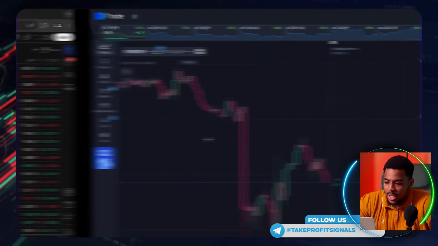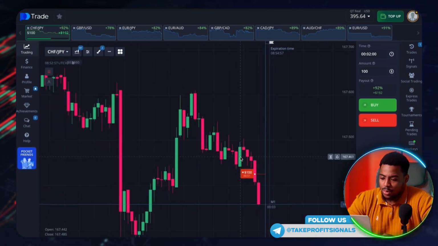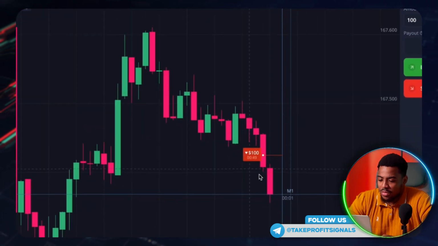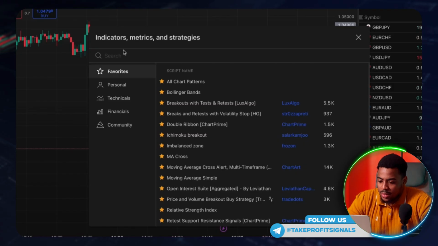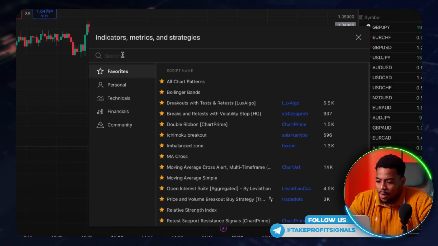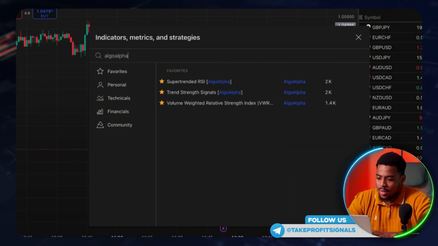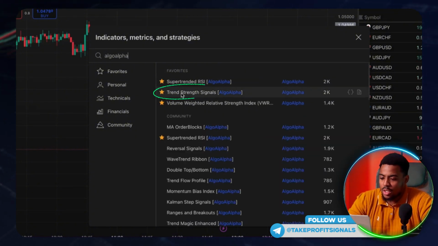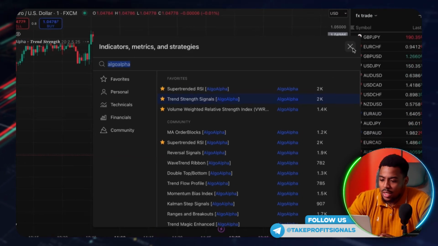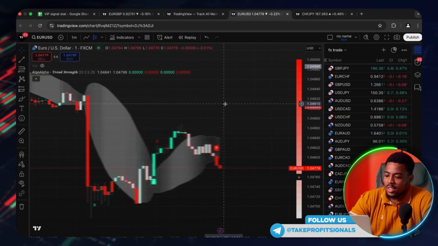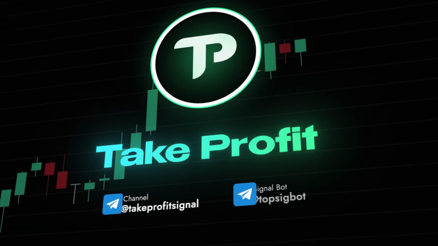Now the matter is left for Lilo. We just need to add this cool automatic indicator on which we will soon get a profitable trade. To do this, we go to the indicators panel, and here we write the name of the author, AlgoAlpha. And this indicator is called TransSignal. We add it with one click, and accordingly we get signals from this indicator.